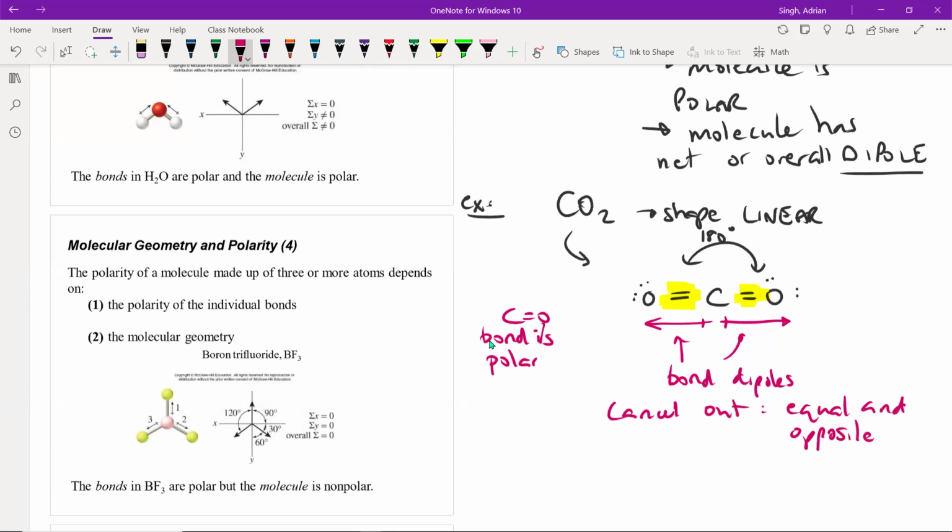Okay, you can think of an analogy here. Consider that central carbon atom being pulled in one direction to the left with a certain strength, and then being pulled in the other direction to the right with a certain strength. Overall, that carbon in the middle isn't going to feel a net pull in any direction, so there is no net dipole. So as a result, the molecule is non-polar. Carbon dioxide, even though it's made up of polar bonds, is a non-polar molecule.